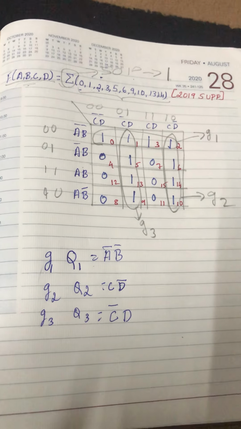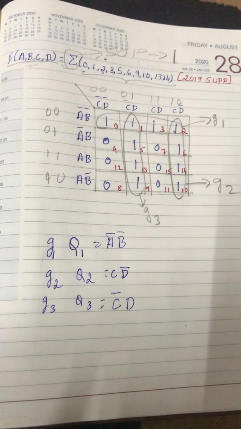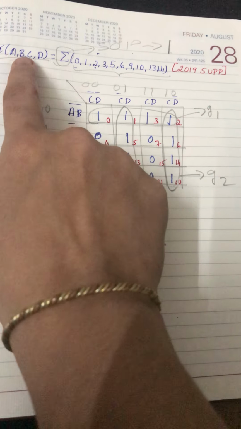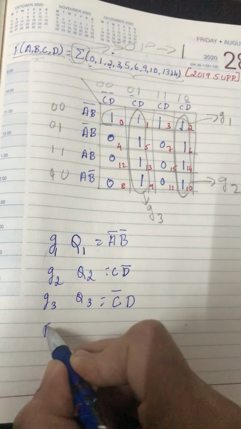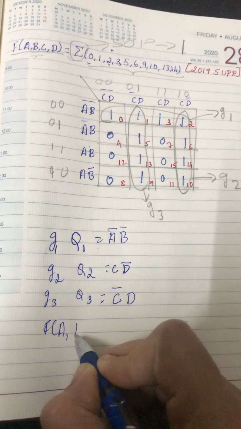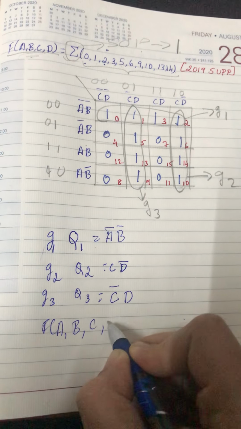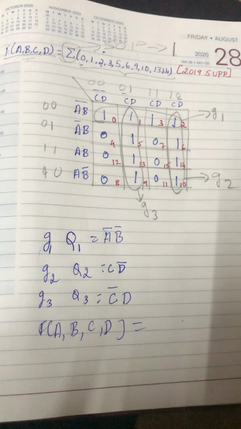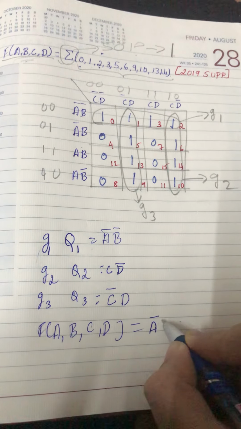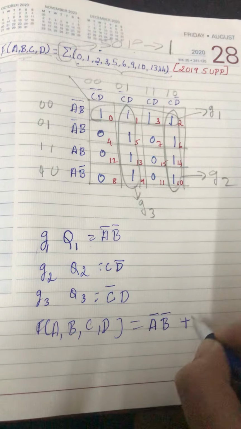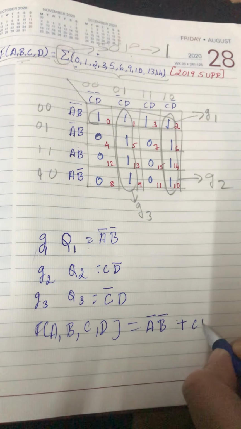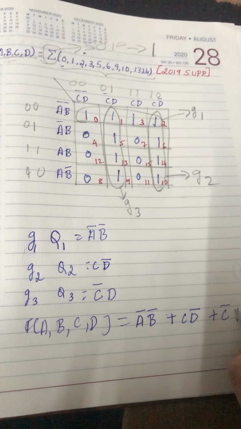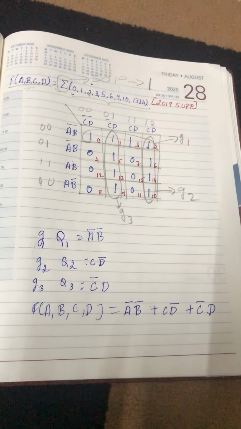Completed with writing the expression. Next is to write the final expression. Go with F of A, B, C, D. F of A, B, C, D is equal to the first group, plus the second group C, D bar, plus the next group C bar, D. So this is your final expression.